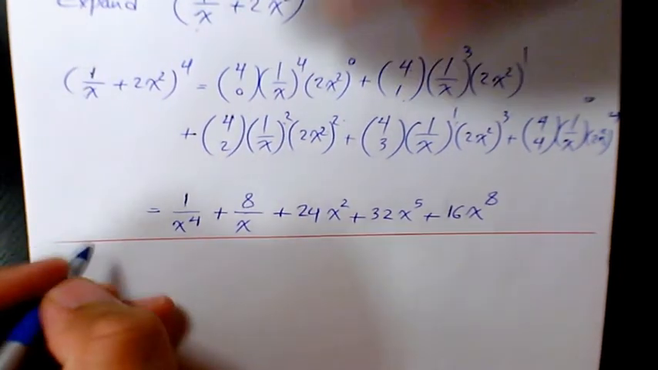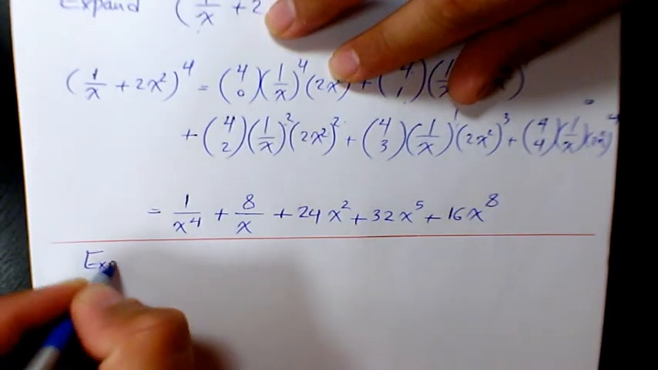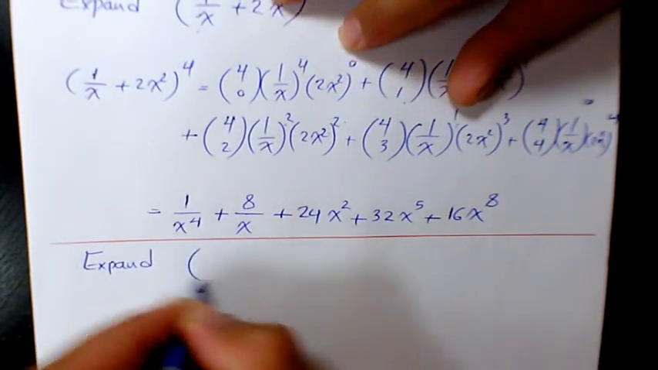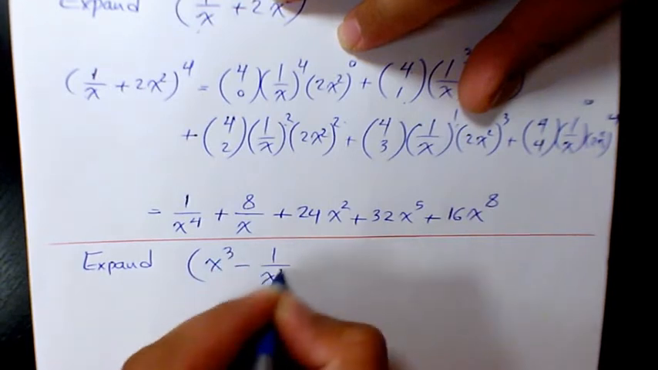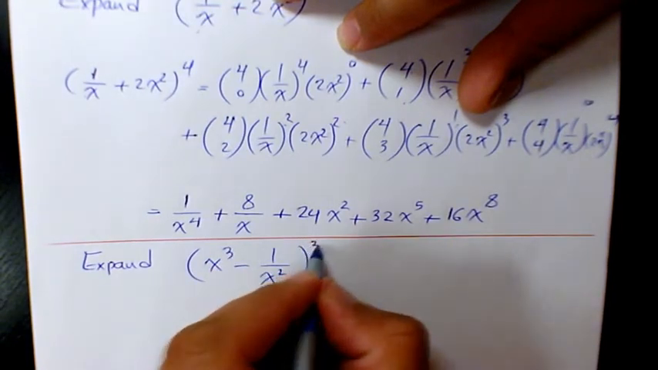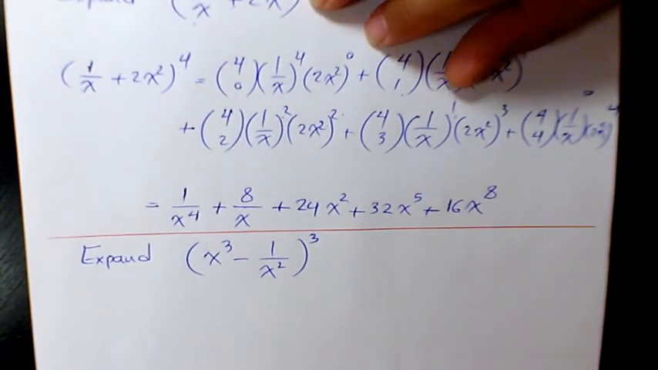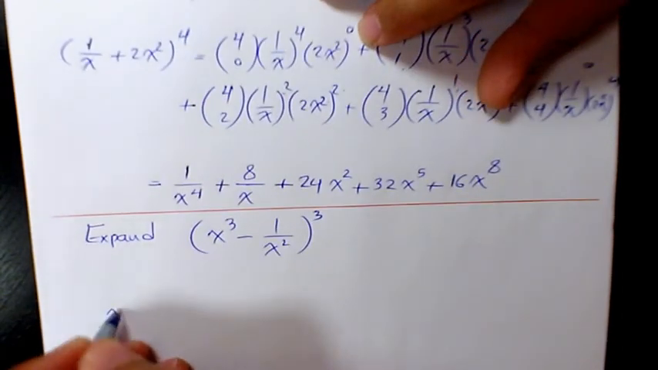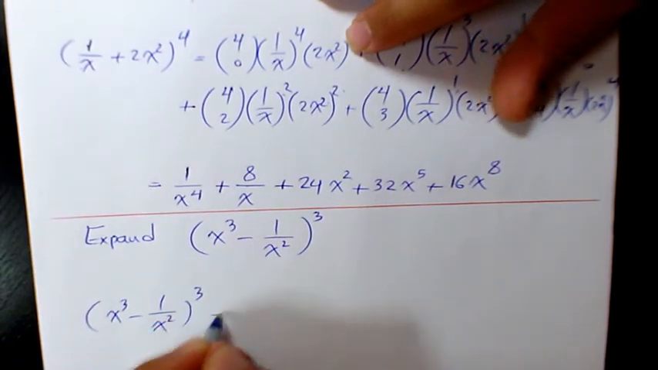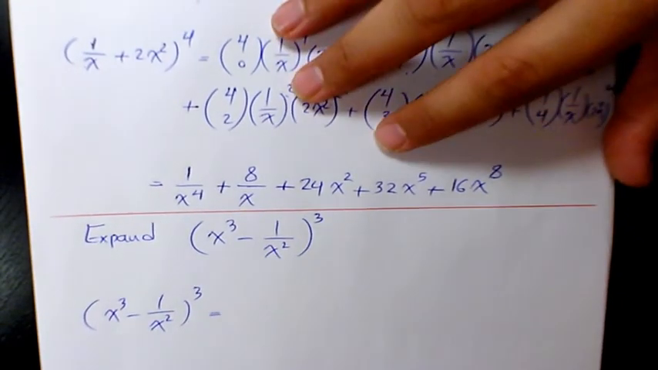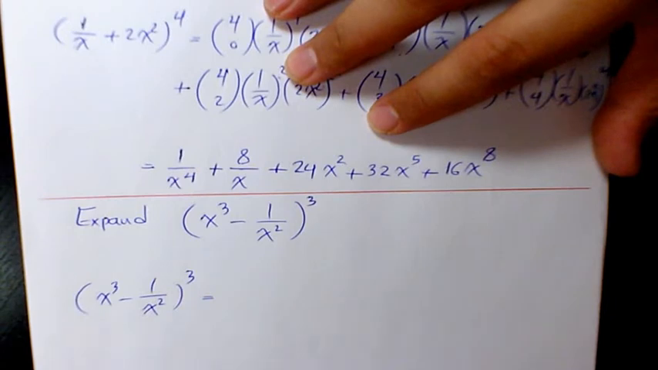Next one is expand x cubed minus 1 over x squared to the power of 3. So x cubed minus 1 over x squared to the power of 3. So if we use the Pascal triangle, it's going to be 1, 3, 3, 1.